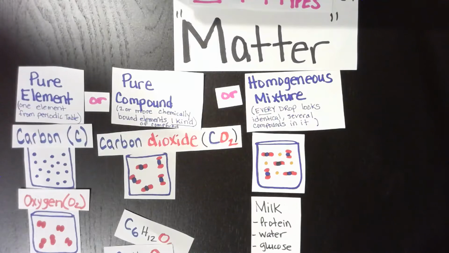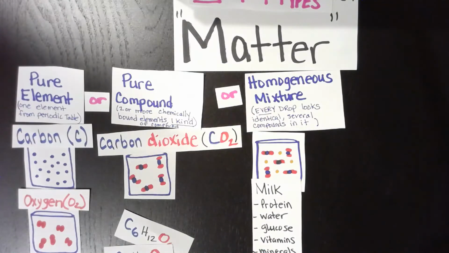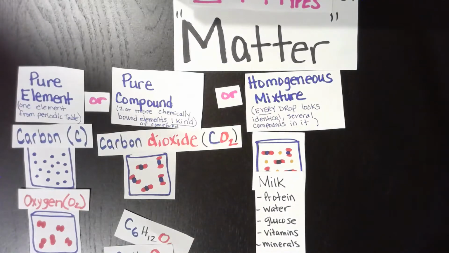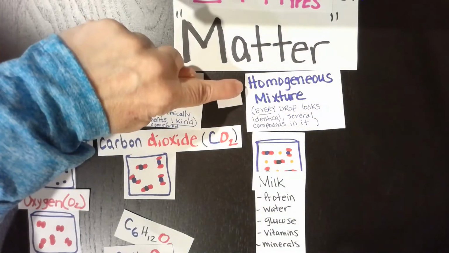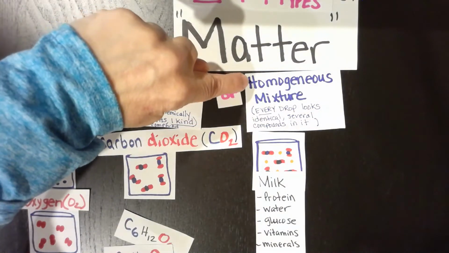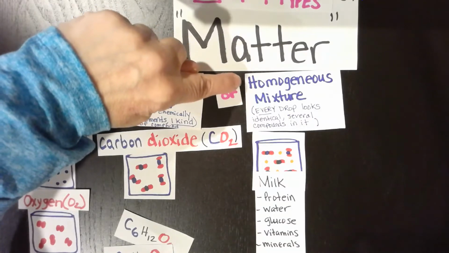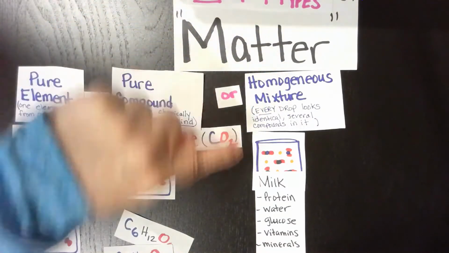An example of that would be milk. I know a lot of people think that milk is one thing. Milk is not one thing. It looks like one thing. Every drop looks identical, which is what makes it a homogeneous mixture. The prefix homo in Latin means same, and all of this mixture looks the same.